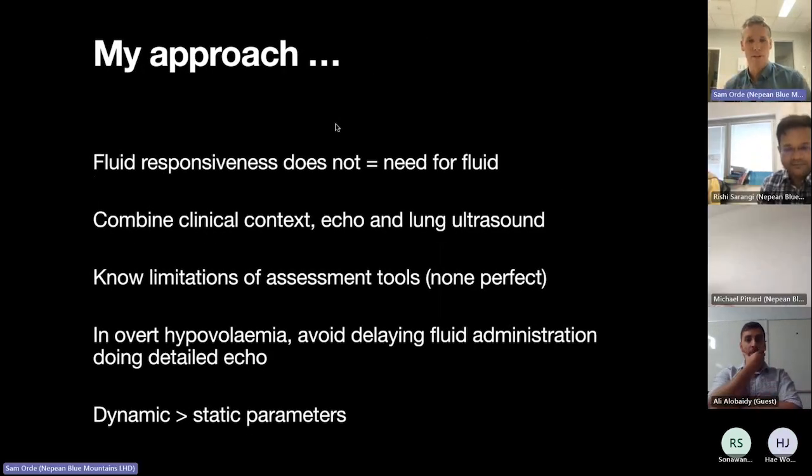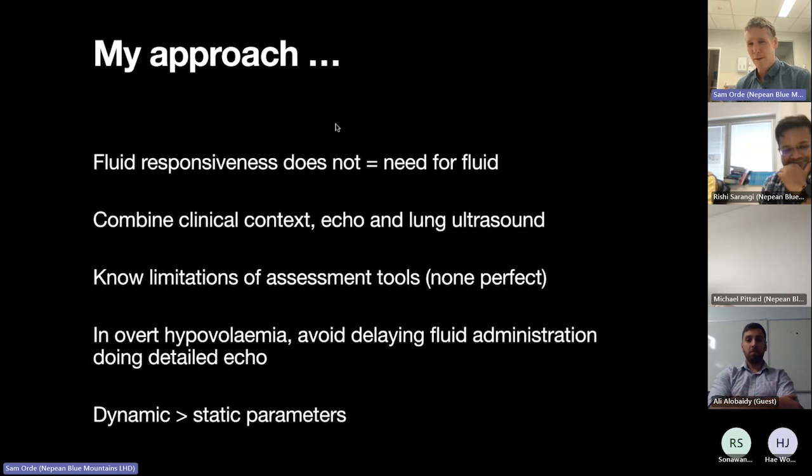As we start, please can I just make it clear what I do, and that's not perfect, but it's just what I do. Fluid responsiveness, of course, does not mean that everyone needs fluid. There has to be a clinical context to what we're doing. So echo does not replace anything that we are doing. We still need to assess both clinical and biochemical features, and I try and add in echo or lung ultrasound to help with that.